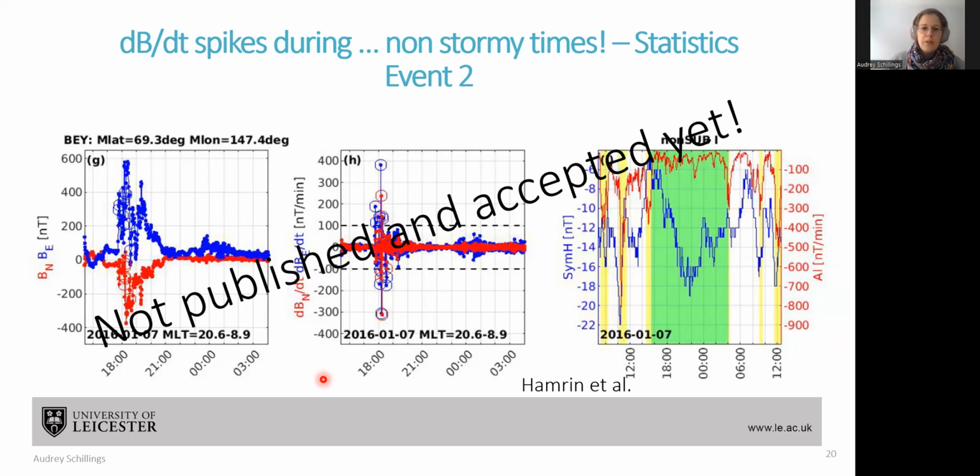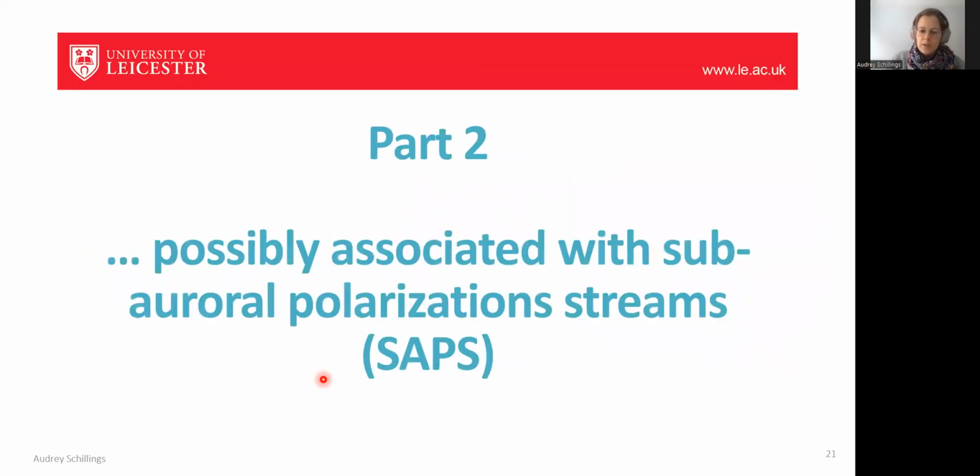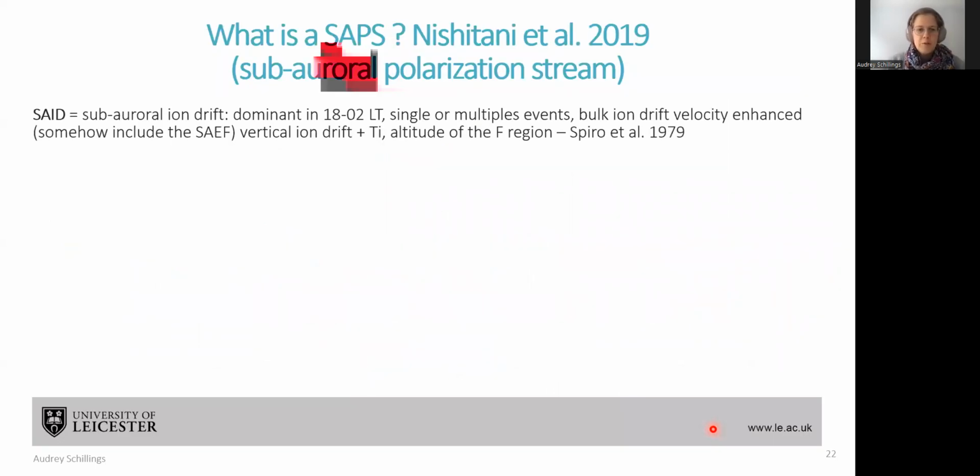And that's where we looked at whether it could be associated with SAPS. Usually SAPS are associated with substorms, but it might not be fully known. So first of all, what is a SAPS? SAPS stands for sub-auroral polarization stream. The literature about it is enormous. There are a lot of different things, and it seems that it's not very well defined what it is. There are different theories for the mechanisms that produce SAPS.